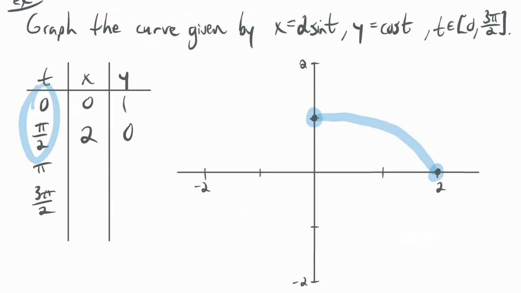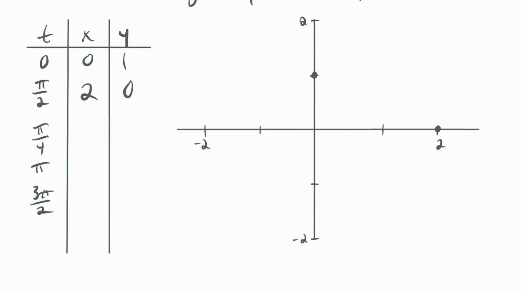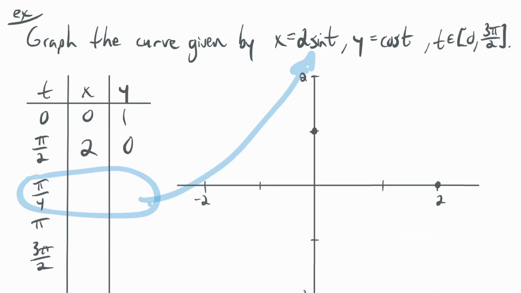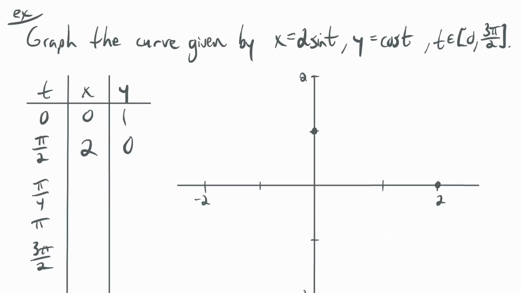And if we were to do, say, pi over 4, we would get something here in between. Let's go ahead and do pi over 4. Okay. So if we put in pi over 4, well, sine of pi over 4 is root 2 over 2, so that'll be root 2. X will be root 2, or about 1.4. Cosine, well, it's going to be root 2 over 2. So I will get root 2 and root 2 over 2. Root 2, as I said, is about 1.4, and root 2 over 2 is about 0.7. So 1.4 and 0.7, right about there.